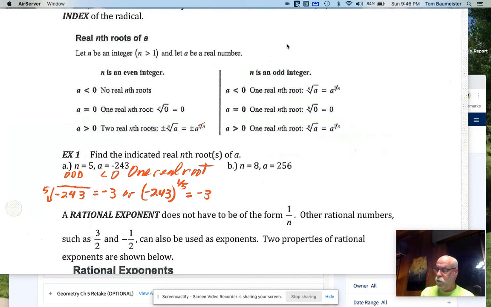All right. For B, we have n is equal to 8. So that tells us it's even. A is equal to 256. So that would make it greater than 0. And again, if we look at this one over here, because that's what it's talking about, we can see that we should have 2 real nth roots. So we're going to have 2 real nth roots.